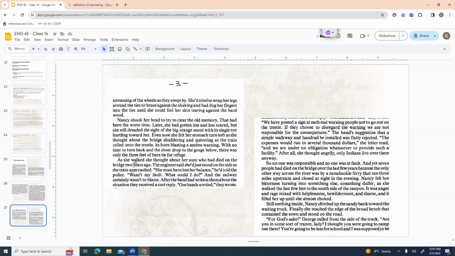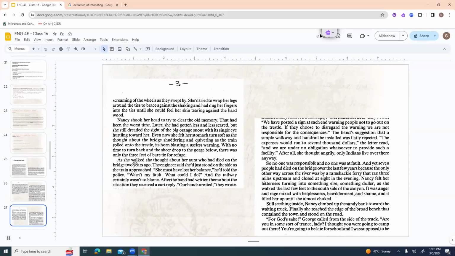Nancy shook her head to try to clear the old memory. That had been the worst time. Later, she'd gotten less and less scared, but she still dreaded the sight of the big orange snout with its single eye hurtling towards her. Even now, she felt her stomach turn soft as she thought about the bridge, shuddering and quivering as the train rolled onto the trestle, its horn blasting a useless warning. With no time to turn back and the sheer drop to the gorge below, there was only the 3 feet of bare tie for refuge.